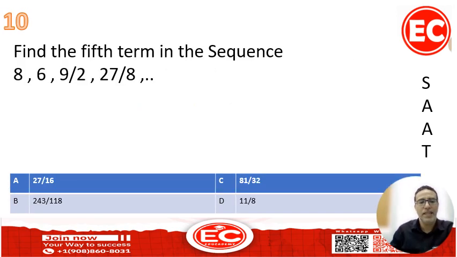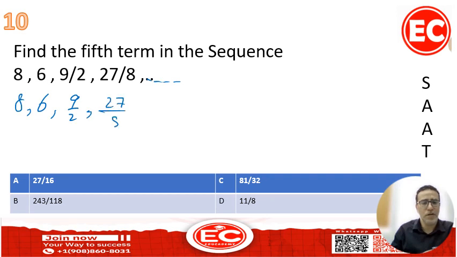Regarding the next question, it says find the fifth term. Fifth term means the term number 5 of the sequence 8, 6, 9 over 2, and 27 over 8. So I'm looking for this term. Since it doesn't say if it's arithmetic or geometric, you need to decide. Are you adding the same number every time? Are you subtracting or multiplying? It's clear that you are multiplying.